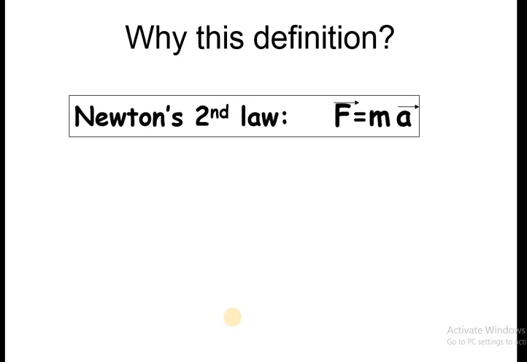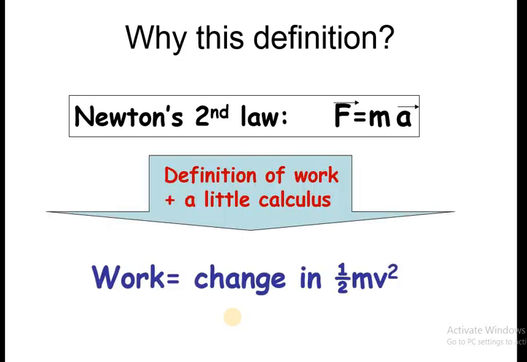See, what is work done? Newton's second law gives us F equals ma, that is force equals mass into acceleration. The work done by a force on a moving body is equal to the increase in its kinetic energy. So what is work done? Change in half mv square. Half mv square is the expression of kinetic energy. So work done equals change in kinetic energy.